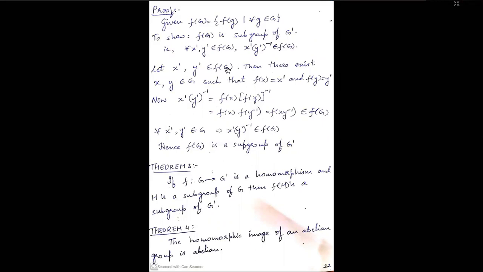Since x', y' belong to f(G), there exist x, y belonging to G such that f(x) is equal to x' and f(y) is equal to y', because you have a mapping f of G. Whenever you have x', y' in f(G), there will exist x and y in G such that f(x) is equal to x' and f(y) is equal to y'. Now consider x' y' inverse, that is equal to f(x) times f(y) whole inverse. This is equal to f(x) into, by the previous result, f(y) whole inverse is nothing but f(y inverse), and since f is a homomorphism, we have this as f(x y inverse). This belongs to f(G), as x y inverse is an element of G.